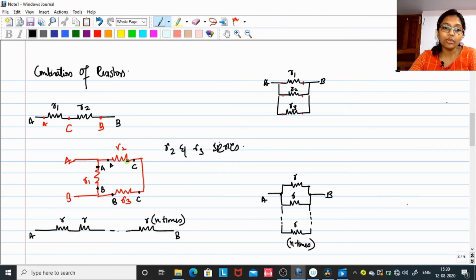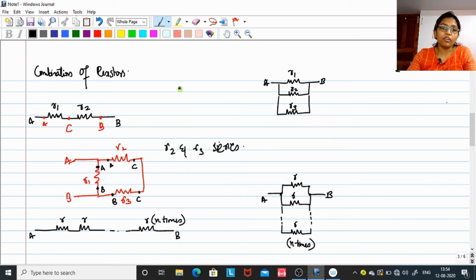Okay, but R2 and R3 stay in series combination. Why? Because the common shared point C does not have a terminal coming out of it. So in this circuitry we just have R2 and R3 connected in series. After we reduce R2 and R3, that reduced value comes in parallel with R1.